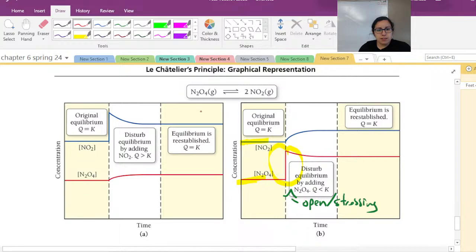If we add more product, we basically have too much product, so that's going to increase our reverse direction. So it's going to shift left and create more of our dimer. And then we see that: we artificially spike that, and then we have more N2O4 formation, our NO2 decreases, and of course a new equilibrium is established.